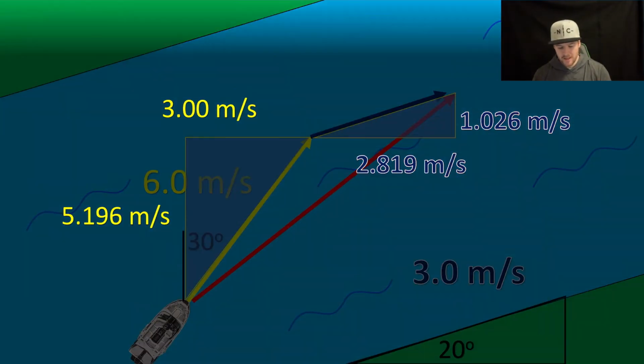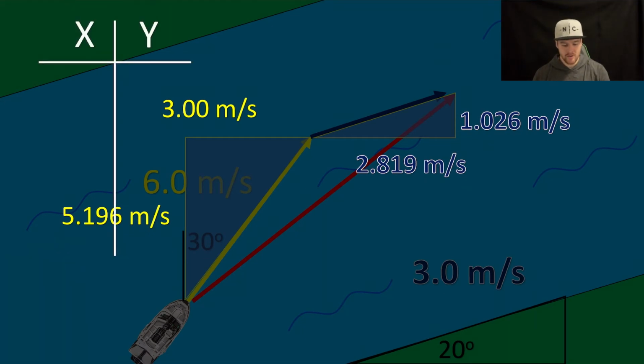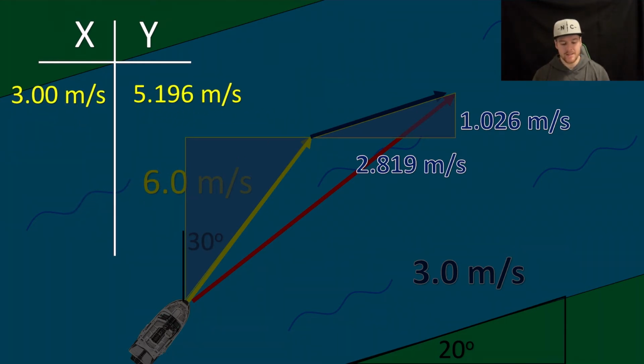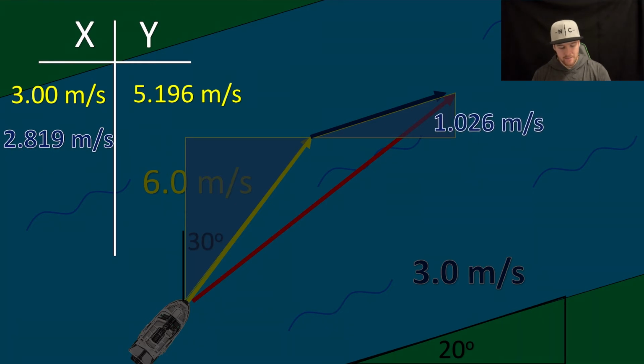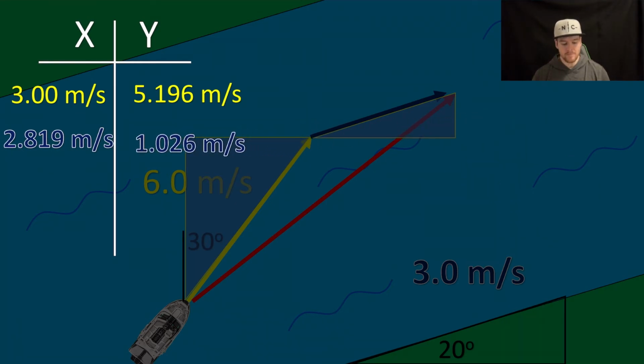So to make this a little bit clearer, I'm going to blur out the background here and create an X and Y chart. I'm going to start with those yellow numbers and put the X variables and the Y variables on their appropriate sides. So now I have X and Y. Then I'm going to take the X and Y components of the other vector and put them in their places as well. So now I can see that, for example, on the X, the yellow component was going 3 meters per second east, and the blue component, or the water, was going 2.819 meters per second east.